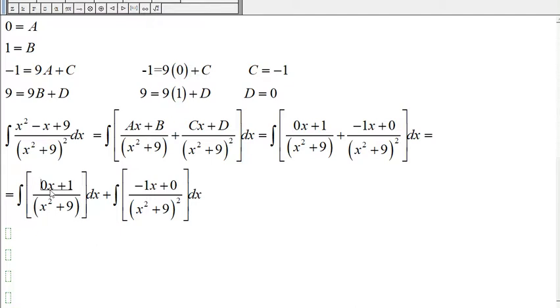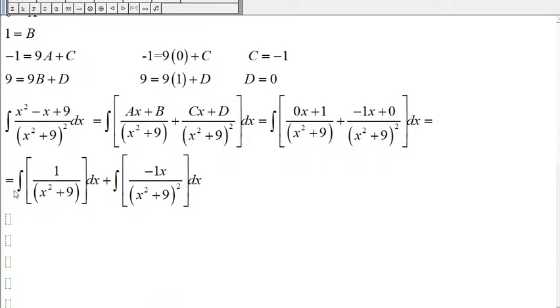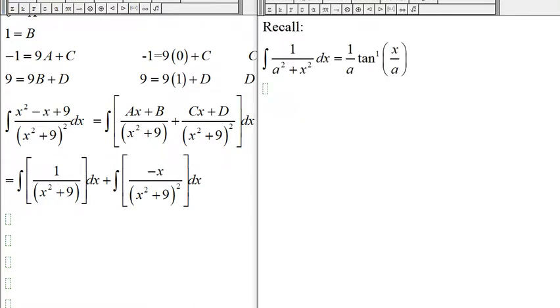So 0x plus 1, that's just going to be 1. And then this will be negative 1x. And then now we have to find these two integrals right here. Recall that we have an integral involving inverse trigonometric functions. An integral like 1 over a squared plus x squared is 1 over a times the tangent inverse of x over a.